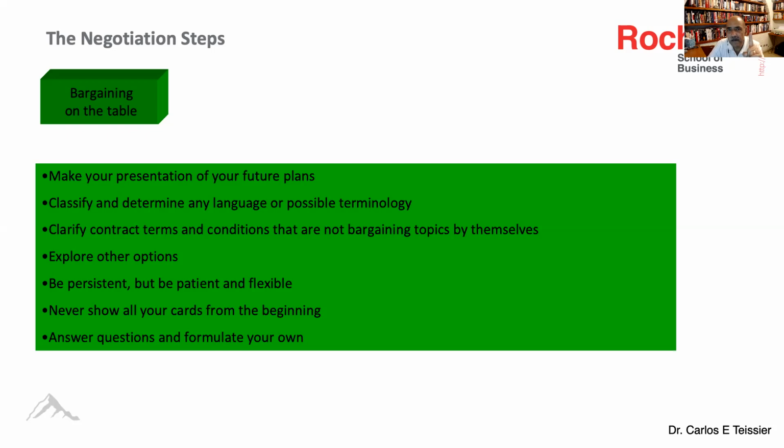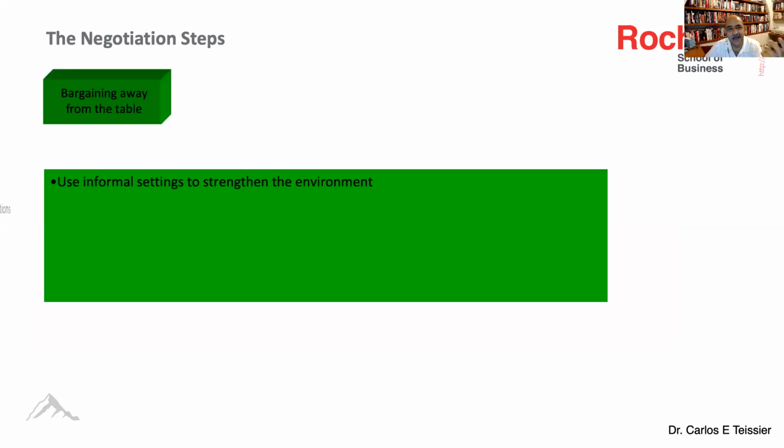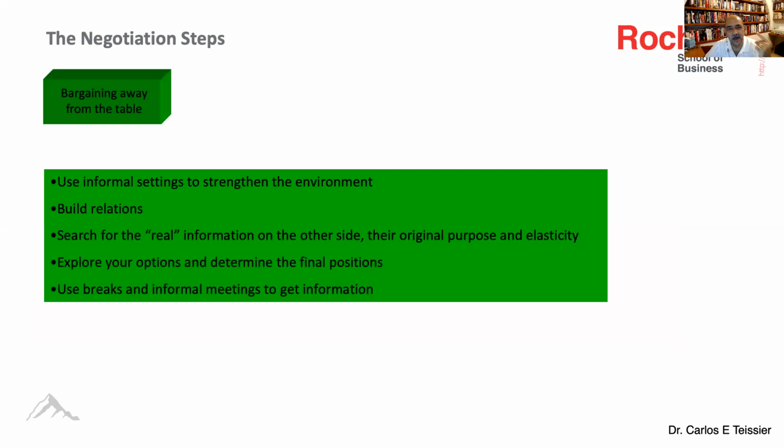What are you doing? You are bargaining in a setting that is not as, let's say, that is not as official as the bargaining table. So for some cultures, they like to take the negotiation out to a more relaxed environment. And that's called bargaining away from the table.